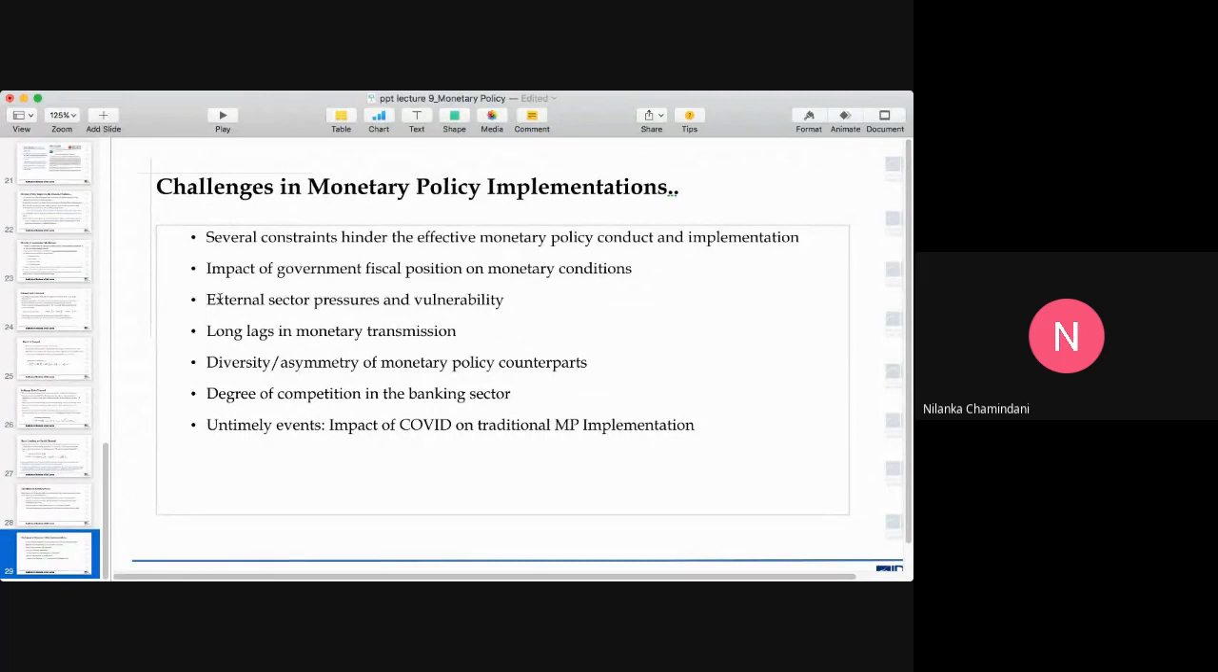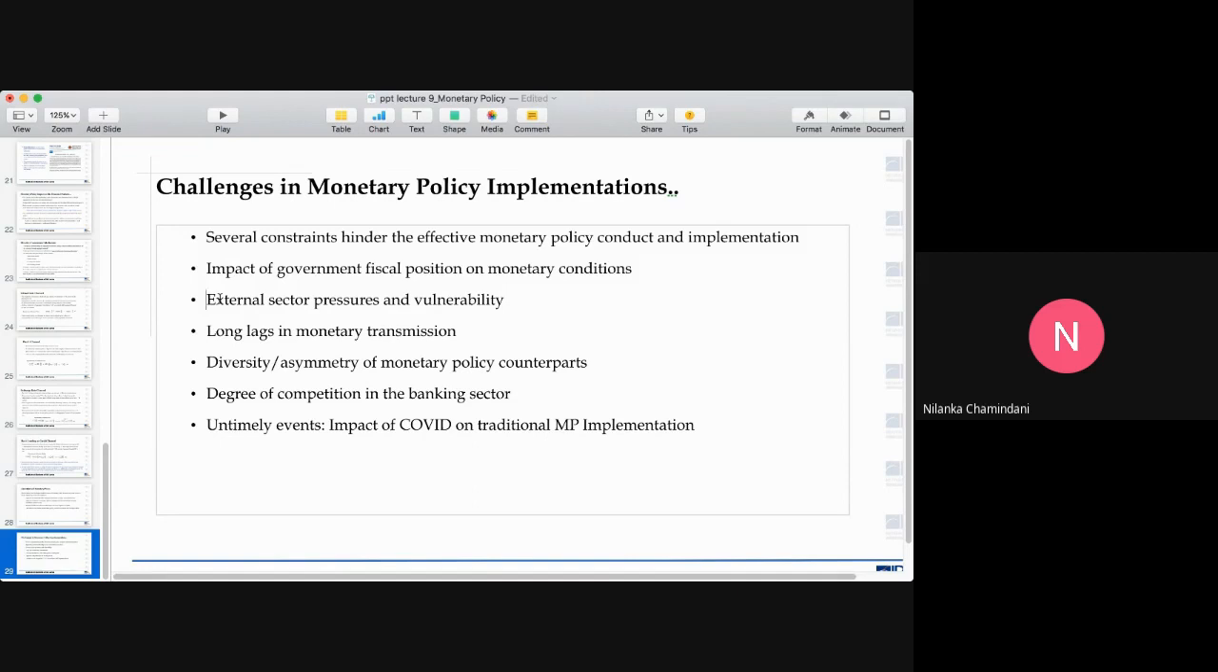The next thing is long lags in monetary transmission. We already saw how the transmission mechanism works, and we know that there is a lag effect. So if there are long lags, it is challenging for the central bank to achieve the ultimate outcome.